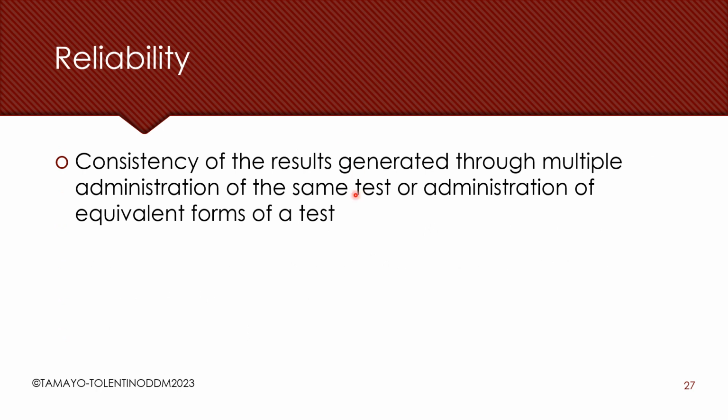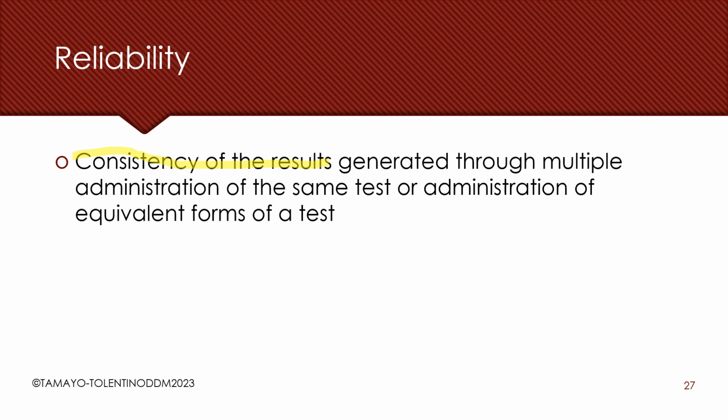So that's validity. Reliability, meanwhile, refers to the consistency of the results generated through multiple administration of the same test or administration of equivalent forms of a test. So the common method used to establish reliability is the test-retest method. In this process, we only have one test that is administered more than once. If the results are consistent throughout, then reliability is established.